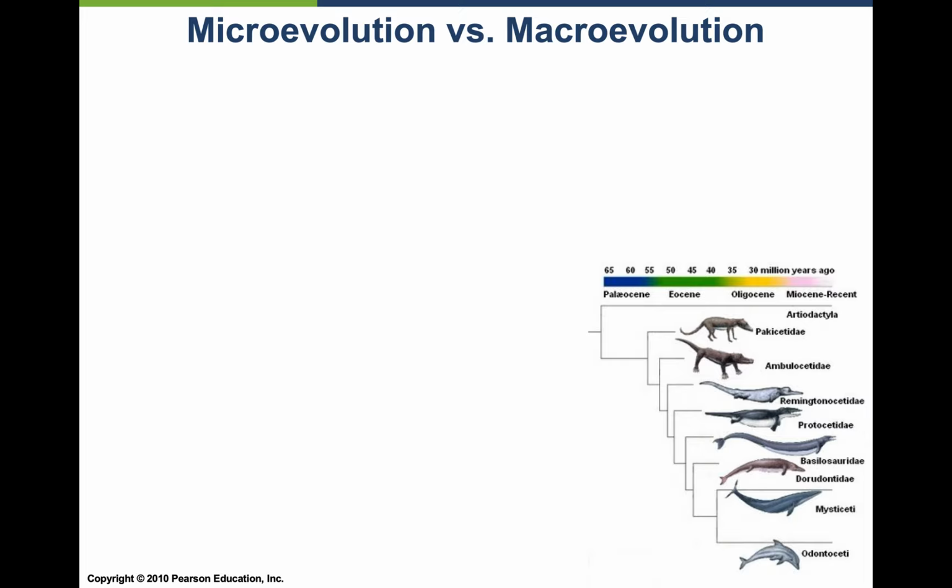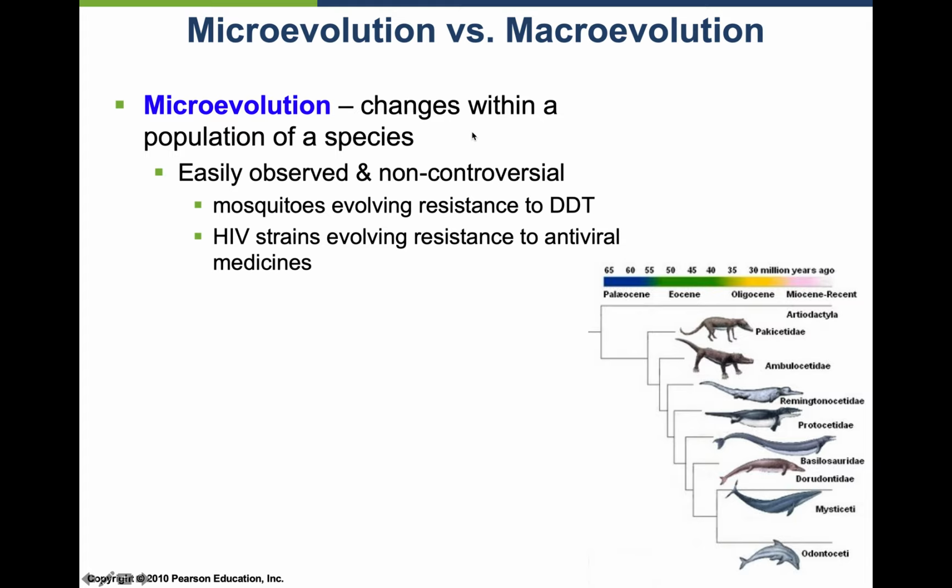Okay, so within evolution, there's been this argument where you could break it down into two types, macroevolution and microevolution. Microevolution is really just change within a population of a species. So this is actually observable. You can see this. It's not very controversial. You see this in mosquitoes evolving resistance to DDT, which was an insecticide your parents will probably know something about. HIV strains are evolving resistance to antiviral drugs. I showed you an example of that at the beginning of the semester. You can see that within individuals today that are being treated for HIV.